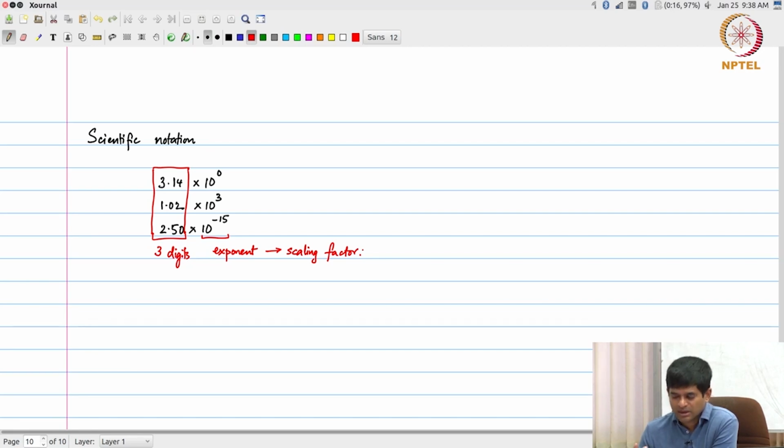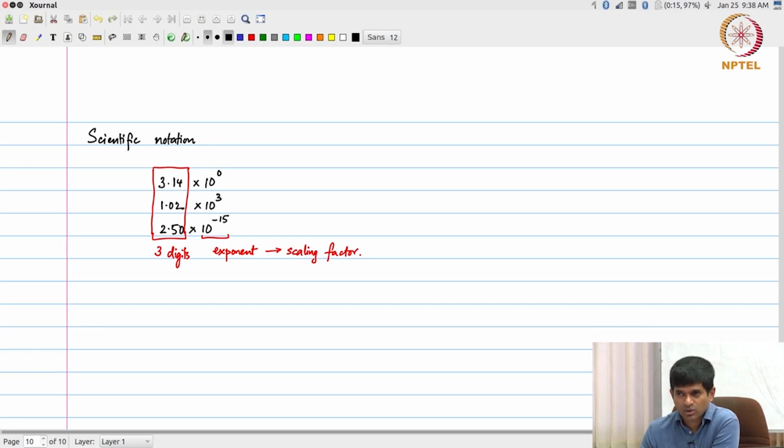Okay, how do we make use of that? If you think about what I have done over here, I have basically said, look, I will use some 3 digits in order to represent the value, the actual sort of precision of the number, and I will use some additional digits 0, 3, minus 15, etc. in order to represent what my exponent is supposed to be. Okay, I am just going to separate those out.